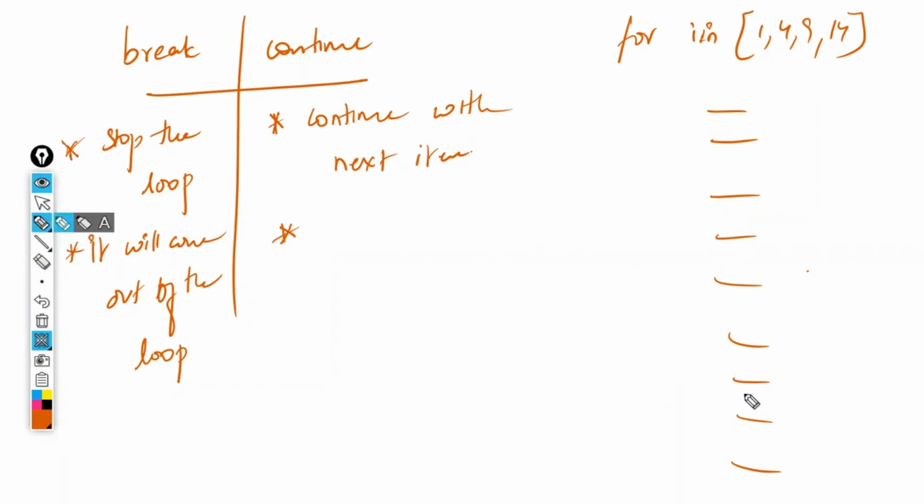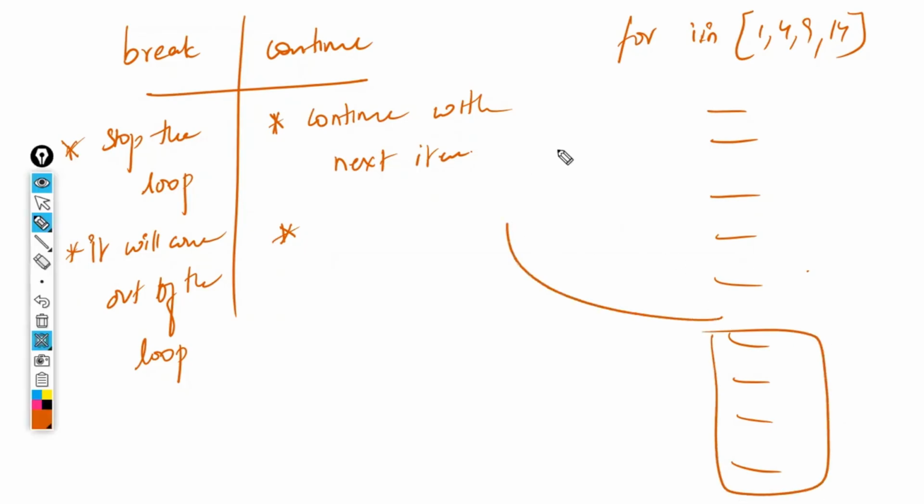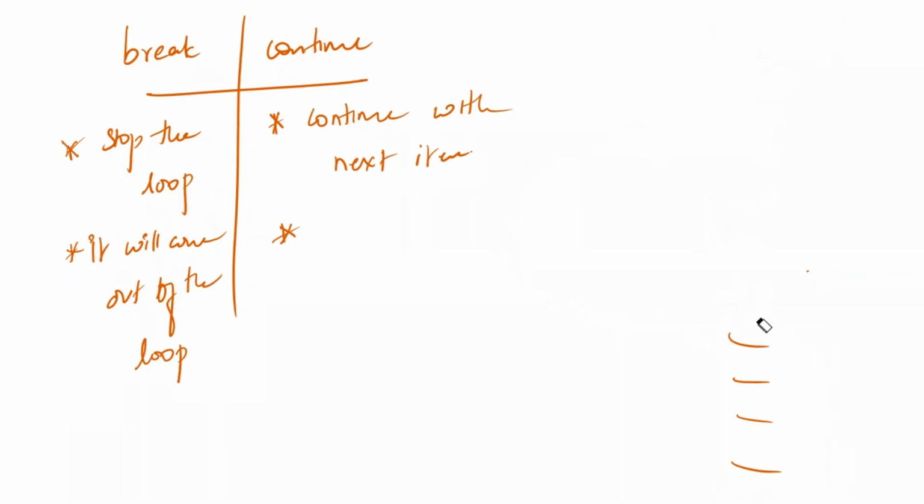If you want to skip this part for certain things, if you don't want to do it for certain items, and you want to jump from here to here, then it is called continue. Now, sir, can you explain with an example? Okay, let us take an example.